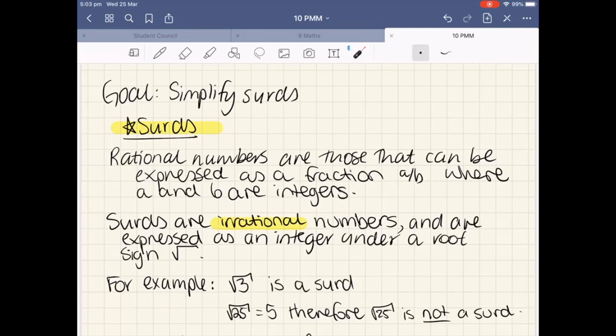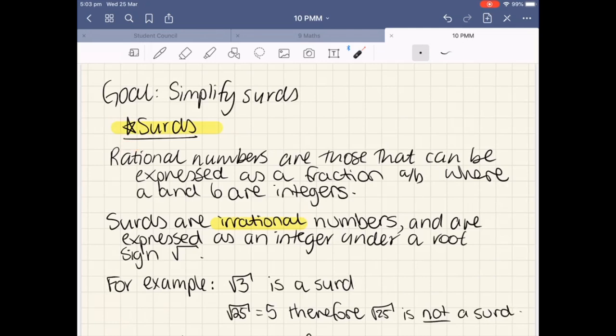Hi everyone, if you weren't here on Monday, we did a lesson on surds, and that is also going to be our goal today. So Monday's lesson and today's lesson are on simplifying surds. So what is a surd?